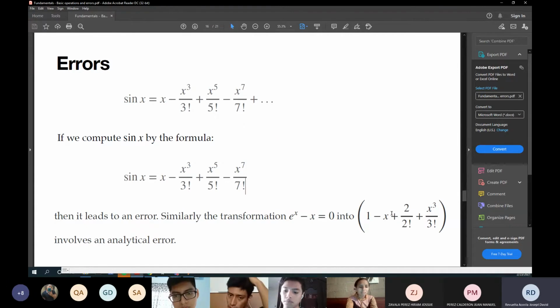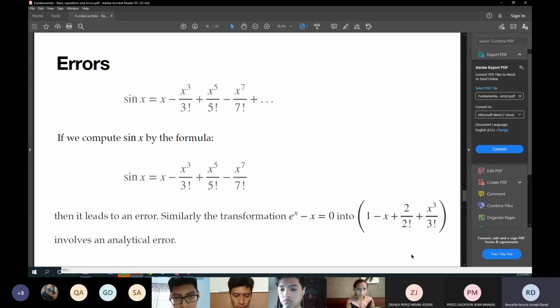Compute exponent of 2.7. Let's make x equal to 2.7. So compute this. The exponent of 2.7 minus 2.7 is actually 12.1797. Right?